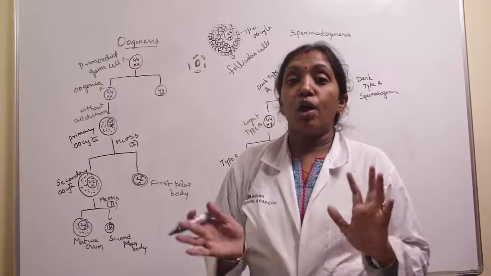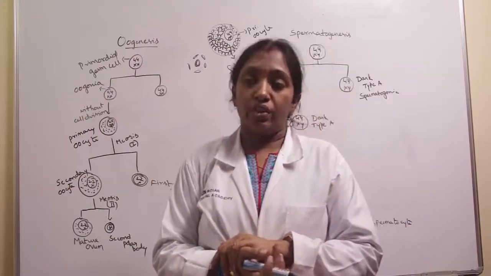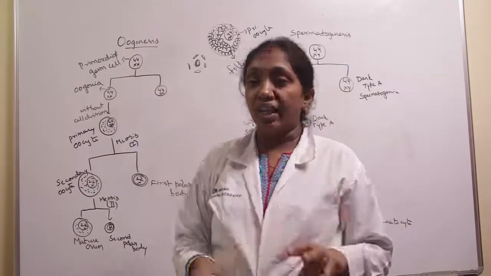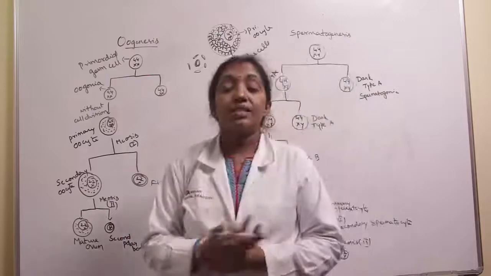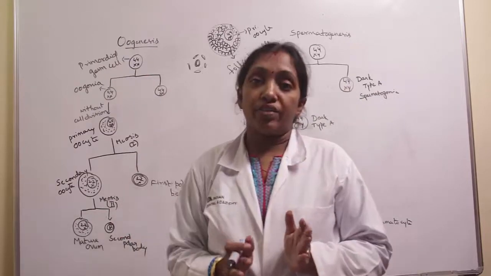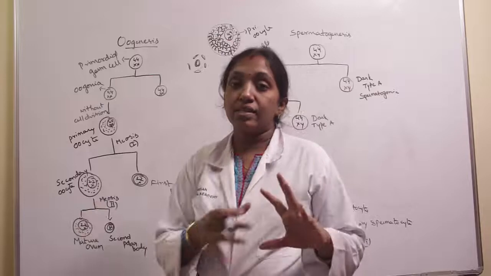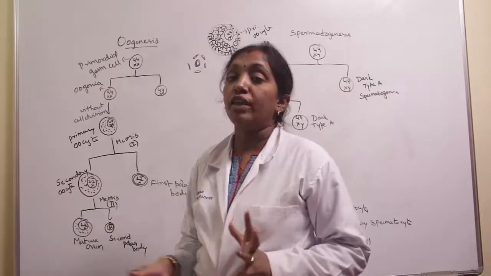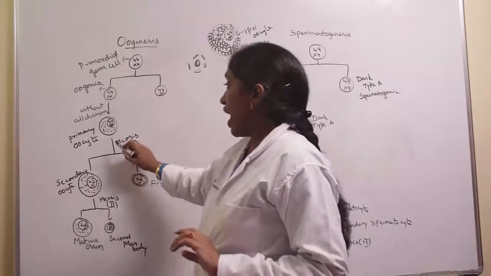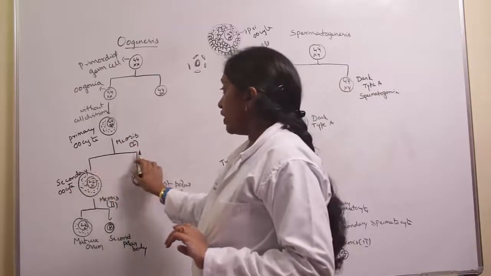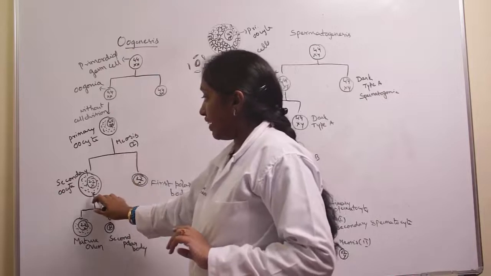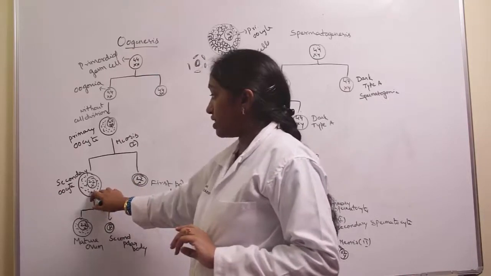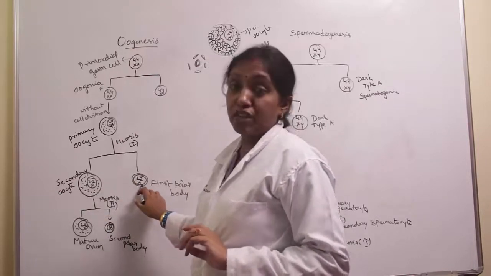So coming to the primary oocyte, now it undergoes meiosis 1. It undergoes the prophase of first meiotic division, and after birth only the primary oocyte completes the prophase of first meiotic division, and it passes a prolonged dictyotene stage. Now it undergoes meiosis 1 and gives secondary oocyte. This is the secondary oocyte, and this is the first polar body.